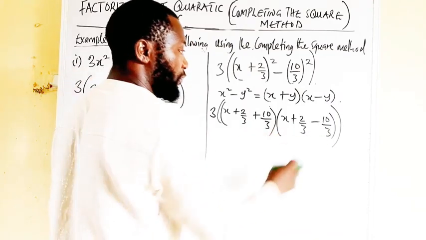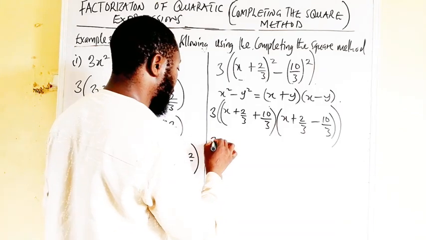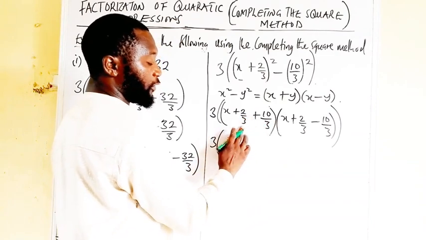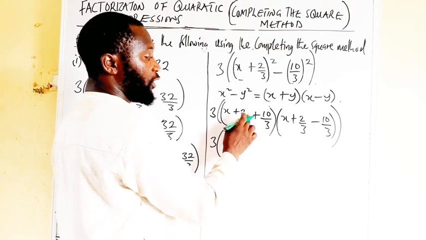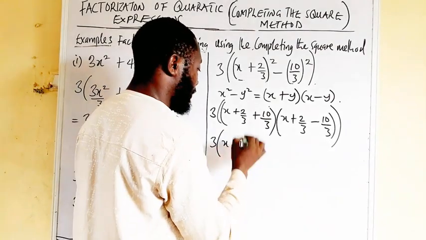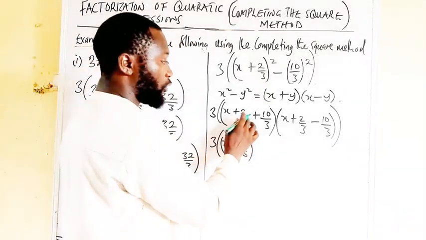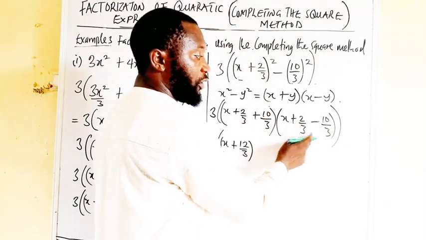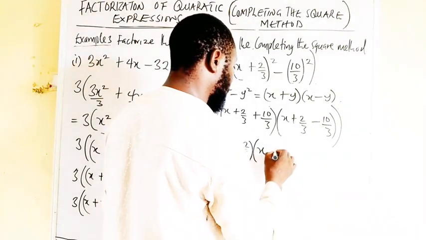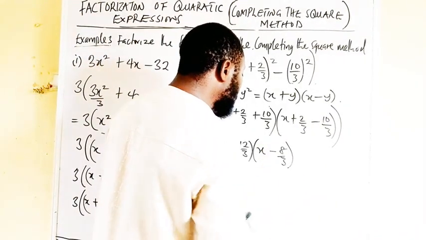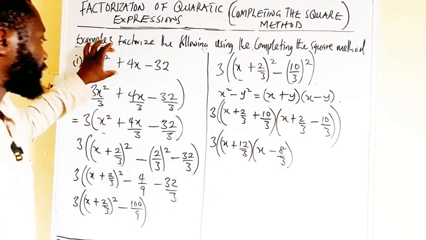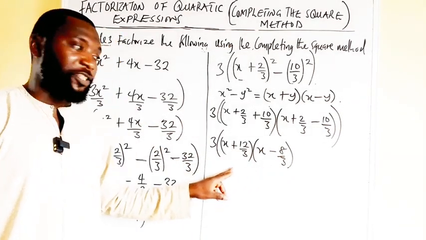Now let's simplify this further. We have 3 outside again. Open your bracket now. We can add this together since the denominators are the same. 2 plus 10, that is 12. You have x plus 12 over 3. We can also find the difference here since the denominators are the same. 2 minus 10 is negative 8, so x minus 8 over 3. You can see now that indirectly we're able to express this as a product of two expressions.